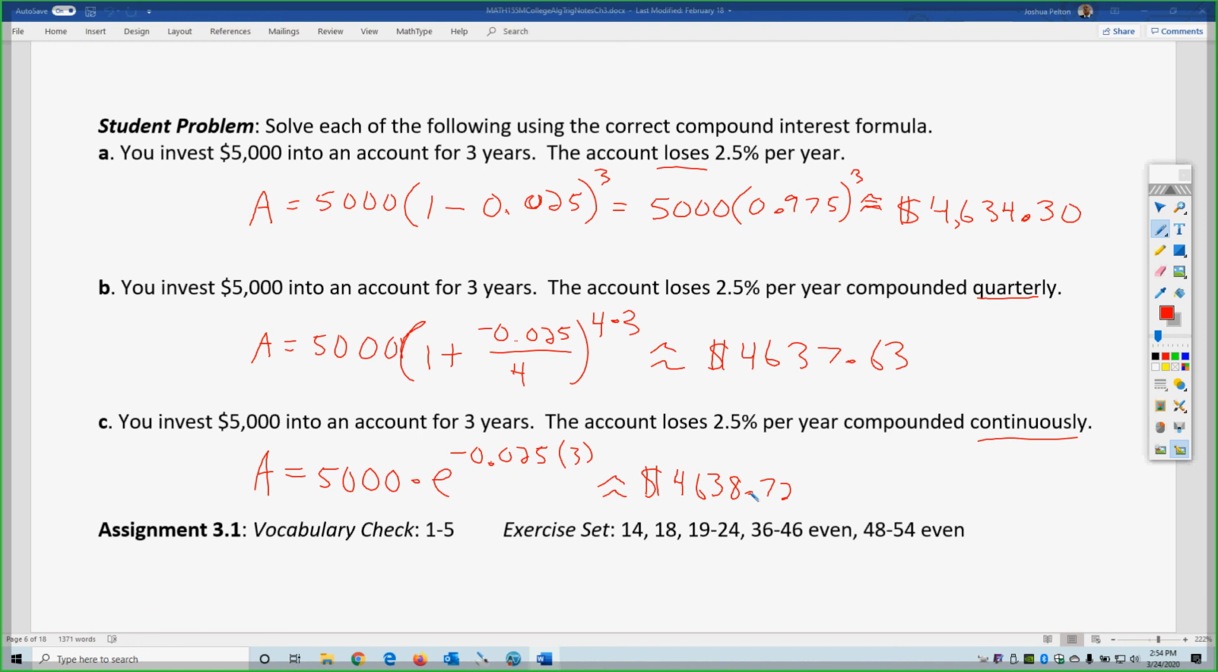Either way, you should make sure the final amount is definitely less than $5,000 if it's a loss in each case. Okay, that is the end of part 2.